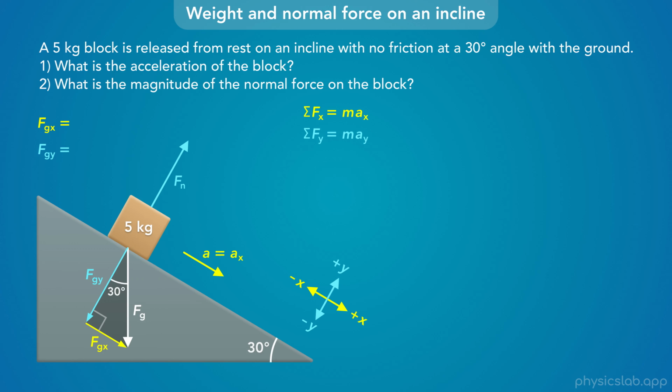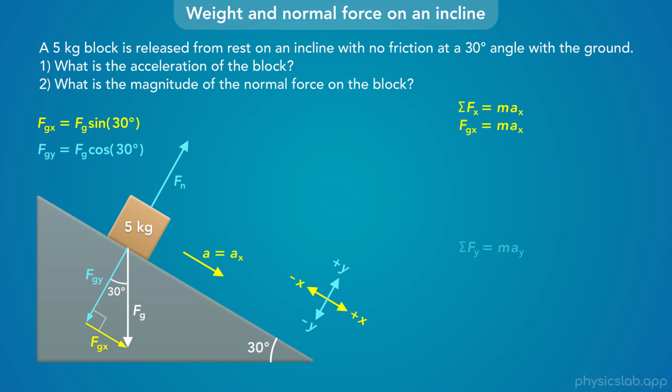So using right triangle trig, the y component is equal to the hypotenuse, Fg, times the cosine of 30 degrees. And the x component is equal to Fg times the sine of 30 degrees. So now, we can apply Newton's second law in the x and y directions to answer these questions. First, the net force in the x direction is equal to the mass times the acceleration in the x direction. Since there's no friction, the only force acting in the x direction is Fgx, the x component of the weight force. We just found that Fgx is equal to Fg times the sine of 30 degrees.